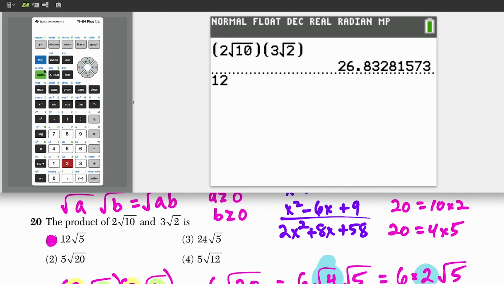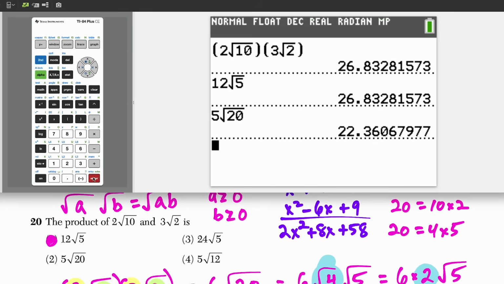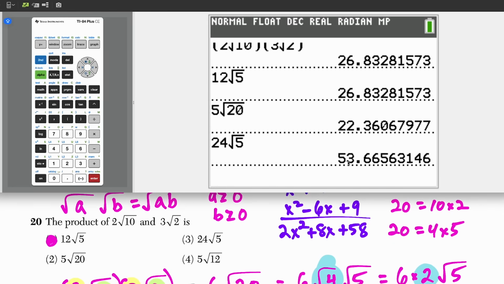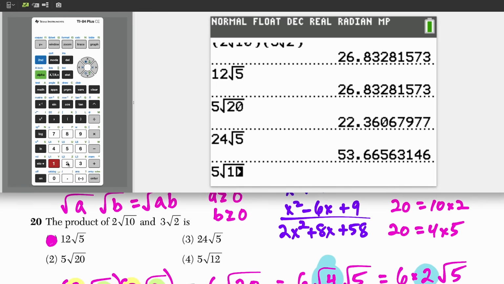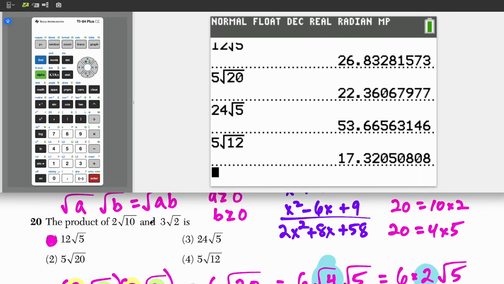And then what I could do is just start typing in all of the answer choices. So like 12 square root of 5 matches. So right away, that's our answer. 5 square root of 20 is not going to match. So that's not the answer. 24 square root of 5 is not going to match. See, this is too much. And then 5 square root of 12 is also no good here. This does not match. So just by plugging into the calculator, also choice 1.